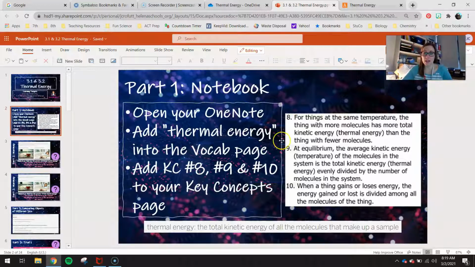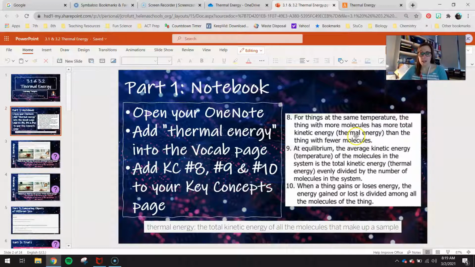Number 9: at equilibrium, the average kinetic energy, or the temperature, of the molecules in the system is the total kinetic energy evenly divided by the number of molecules in the system. So this is just a concept that tells us about our math equation. How do we find the average? Well, we add them all up. All the molecules and all their kinetic energies, we add all of those up. That's our thermal energy. Then if we divide through by the number of molecules, that's going to give us our temperature, our average.